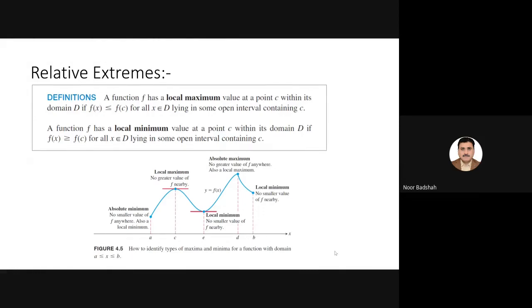If a function has the largest value in a small domain, consider this example in the geometry. Here the function has maximum value in this interval, from here to here. But this is not absolute, because there is a larger maximum value available elsewhere. But this is obviously a local maximum. This point is a local minimum, because this value is smaller than all nearby values. This is the absolute minimum. This is the absolute maximum. This is a local minimum, this is a local maximum, this is a local minimum, this is a local maximum, and this is a local minimum as well.